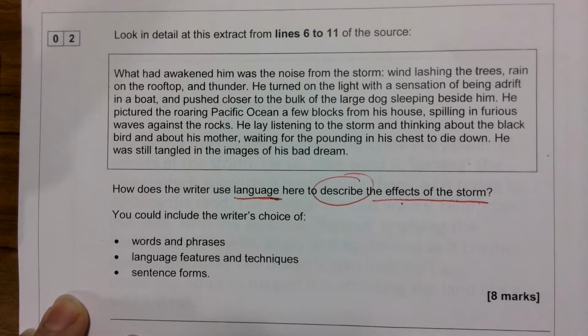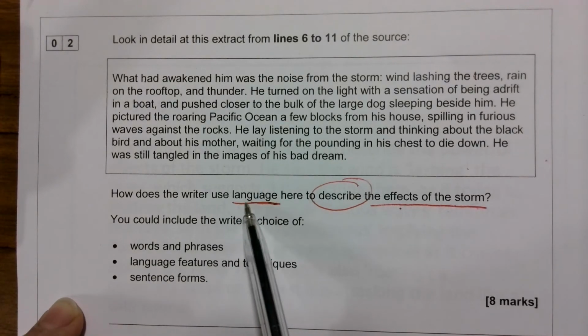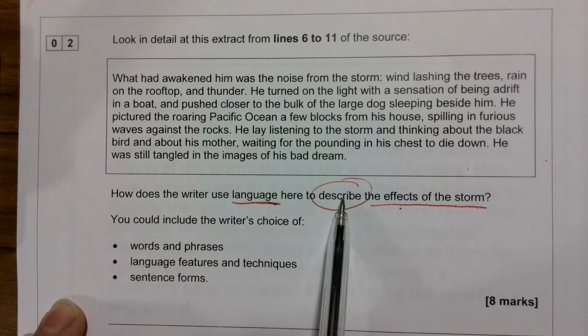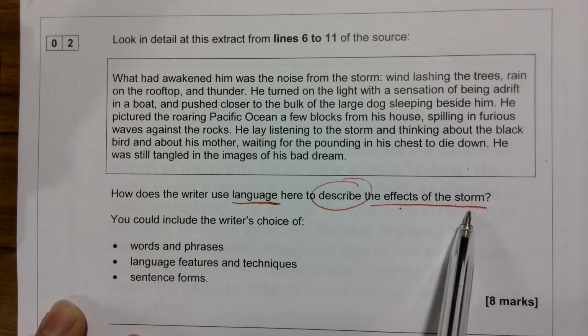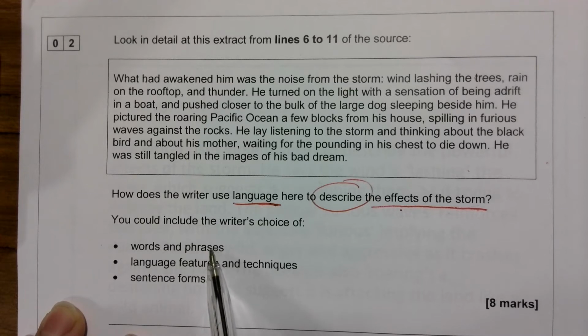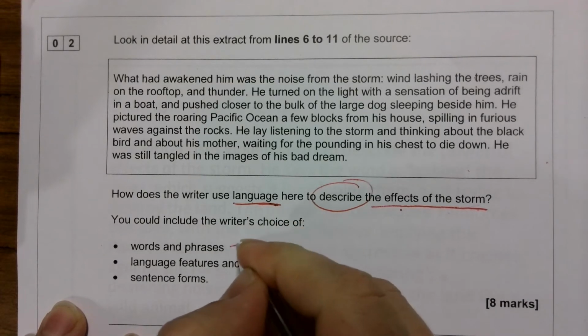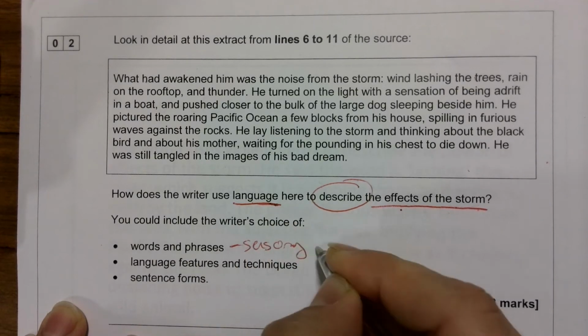So we are looking at question 2 on paper 1, and as you can see, question 2 is always about the language, and it is always going to ask you to describe something. So in this case, we're describing the effects of the storm. And when it says language, we're going to be looking at three things. Words and phrases.